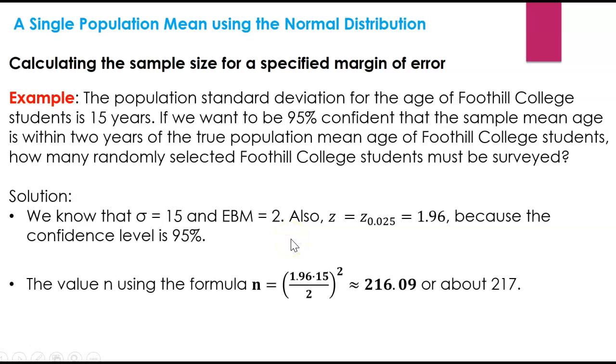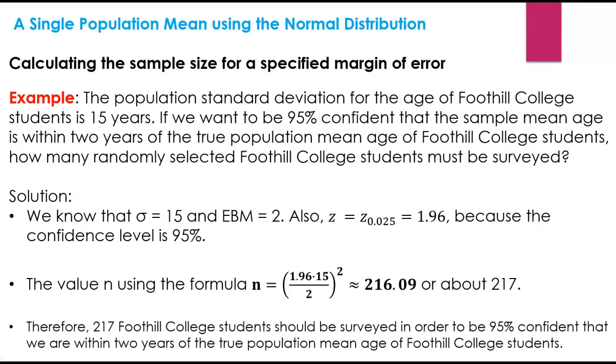We can now apply our formula. The value n using the formula is n equals 1.96 times 15 divided by 2, squared. That gives us 216.09, or about 217. We round that value up to assure that we will have enough data in the study to make our confidence interval accurate. Therefore, 217 Foothill College students would be surveyed in order to be 95% confident that we are within 2 years of the true population mean age of Foothill College students.